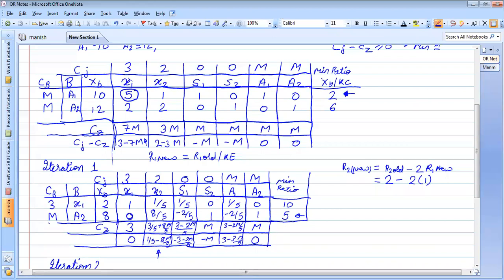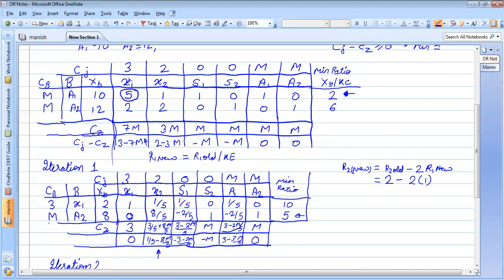Okay, then here it is 0 into 3 is 0, 1 into M is M. Then 1 by 5 into 3 is 3 minus 2M by 5. Okay, so this is 2M by 5. Then you have 0 into 3 is 0, M into 1 is M.